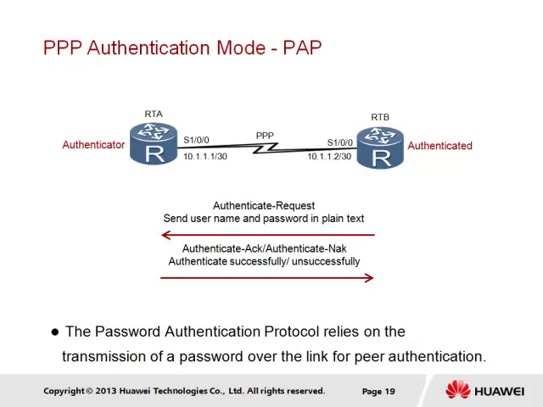Authentication is made up of an authenticator that is responsible for checking the username and password of the authenticated device, which in this case is RTB, against a local user table. The authenticator will send a response based on the result of the check that will either accept or reject the authentication request through the Authenticate ACK or Authenticate NACK packets.